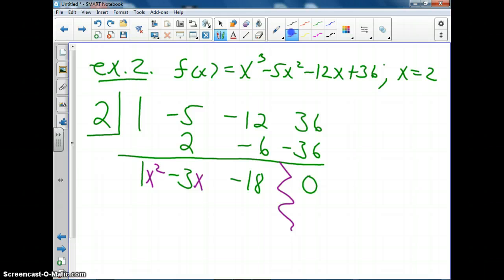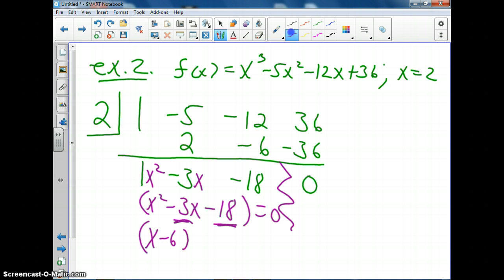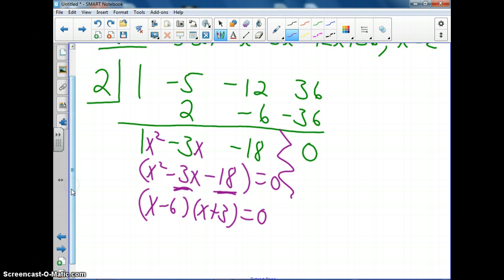So we got x squared minus 3x minus 18 equals 0, right? Now tell me this. Factor this. What two things multiply to negative 18 but add to negative 3? Negative 6 and 3. So x minus 6 and x plus 3, and that equals 0. Oh my gosh, this is as simple as can be.